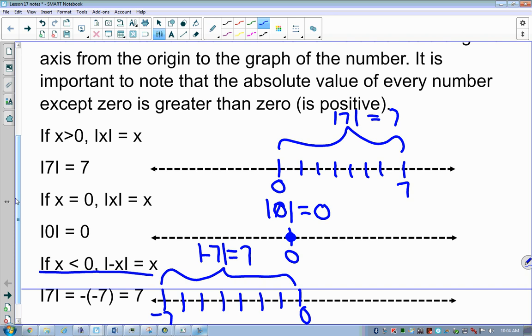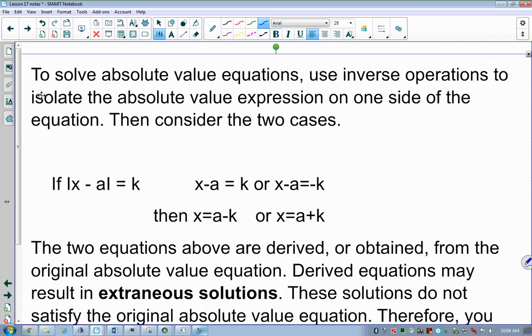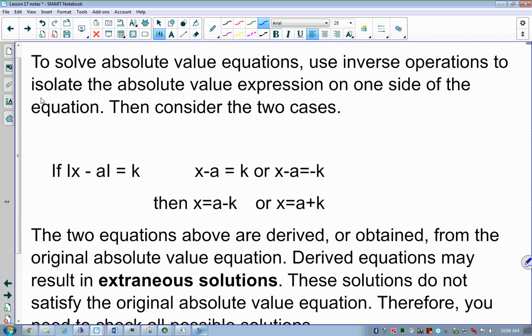Okay. Because we're talking about absolute value, and absolute values have to be positive, we do have extraneous solutions. To solve absolute value equations, this is what makes solving absolute value a little bit different. We use inverse operations to isolate the absolute value expression on one side of the equation, then consider two cases. So rule number one in solving for absolute value, make sure that you get this. Rule number one, isolate the absolute value.